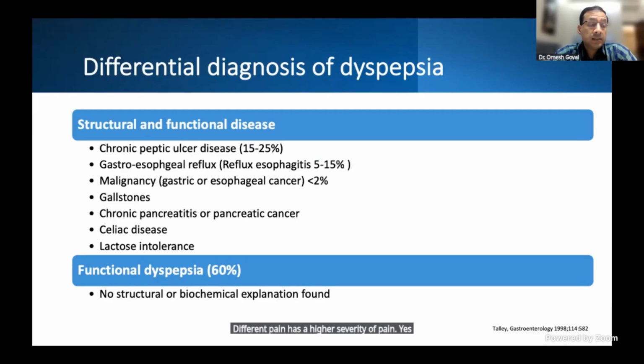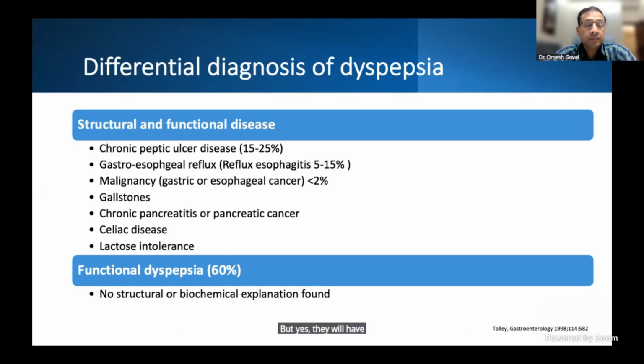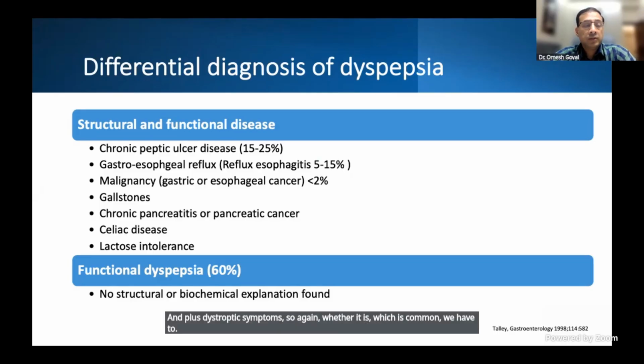Yes, celiac disease, in areas where it is common, as in northern India, can present with just dyspepsia alone. They might not have diarrhea, but yes, they will have anemia, which can give us a clue to an underlying organic disorder. Lactose intolerance patients can have bloating plus dyspeptic symptoms. So again, where it is common, we have to rule out this disorder.